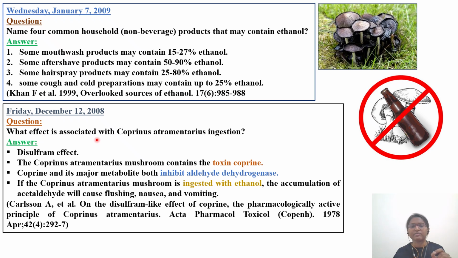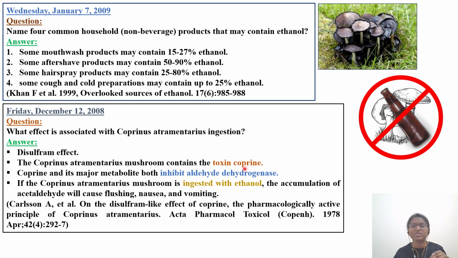What is the effect associated with Coprinus atramentarius ingestion? This is a type of mushroom. It gives a reaction similar to the anti-abuse reaction, the disulfiram reaction, that we just read about. This fungal mushroom releases a particular toxin called coprine.